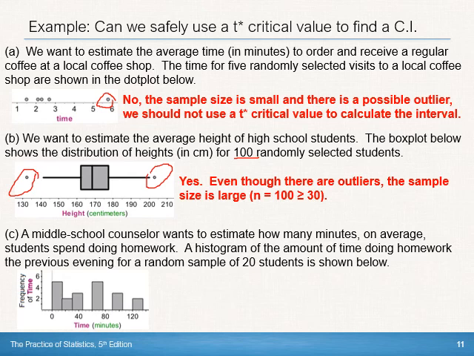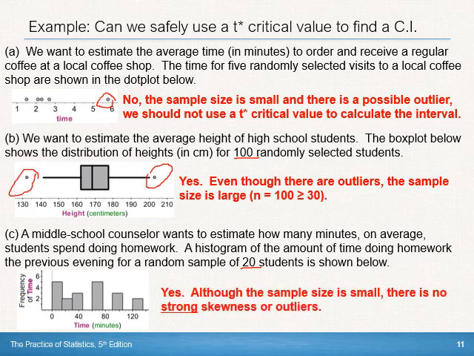All right, part C. Middle school counselors want to estimate the number of minutes students spend doing homework. We have 20 students. The sample is too small for the central limit theorem to tell us that the sampling distribution of x bar is approximately normal. So we look at the sample data. It's plotted down below here in a histogram. It does not appear to have any outliers. It does not appear to have any strong skewness. So we will proceed. Yes, there is no strong skewness or outliers. We will proceed with our calculation of our confidence interval. We'll look at how to actually calculate those in the next half of the slides.